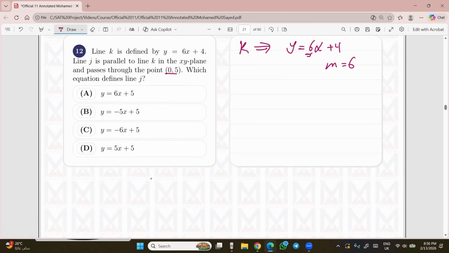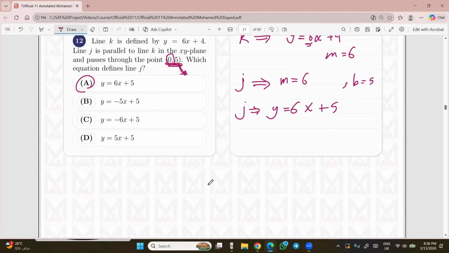We don't need the y-intercept of K, but we have J, and J is parallel. Parallel means the same slope. Remember, if it's perpendicular, we change the 6 to negative 1 over 6. But if it's parallel, the slope is still the same, 6. If you have (0, 5), this 5 is the y-intercept. Whenever you have a 0 here, this number is b. So b is equal to 5. And now we can get the equation of J: y is equal to mx plus b, which is 6x plus 5. And that's our equation in letter A.